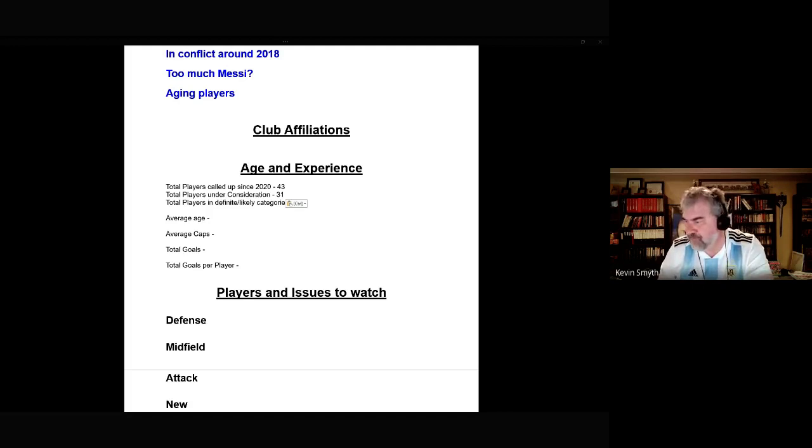They have 1, 2, 3, 4, 5 players who are 34 years old or older. So that's Nicolas Otamendi, Papu Gomez, Angel Di Maria, Lionel Messi, and Franco Armani. It doesn't matter that much with a goalie, or arguably even with a central defender. They tend to get away with being a little bit older. And then they have a further 4 players in their 30s, so that would make 9 players in their 30s, which gives them an older average age.